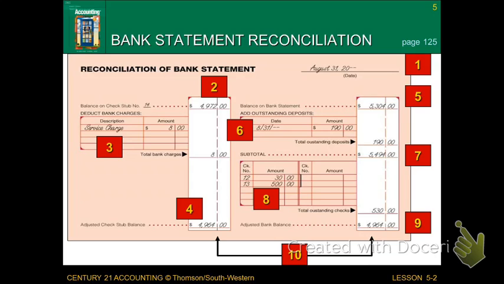So notice on the top of the statement we had our check stub ending balance of $4,972. Also notice the service charge of $8. We now have to take that information and update our records. So we need to update our check stub, and we also have to go ahead and update our general journal with the service charge that we now have.